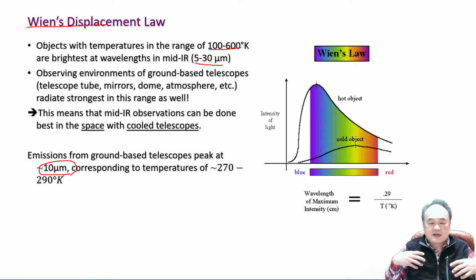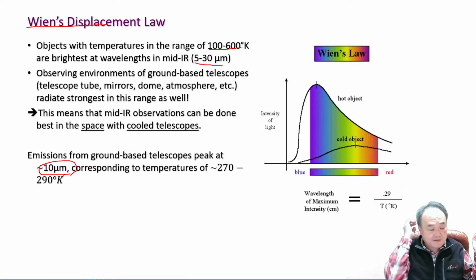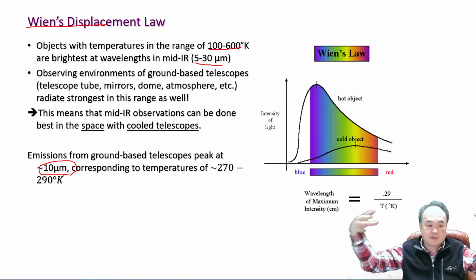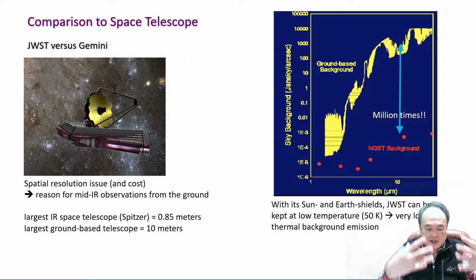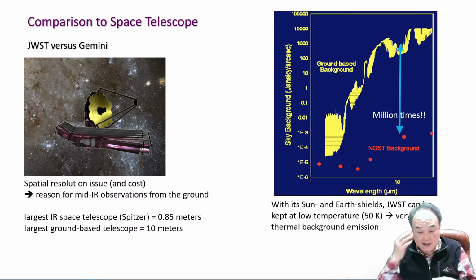They basically radiate really strongly right in the middle of the mid-infrared. Okay, so because they're at these mid-infrared wavelengths, everything surrounding us glows really brightly. So it is really tough to see through this glowing background and detect very faint objects from the night sky.